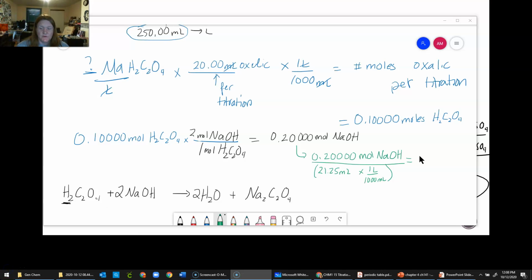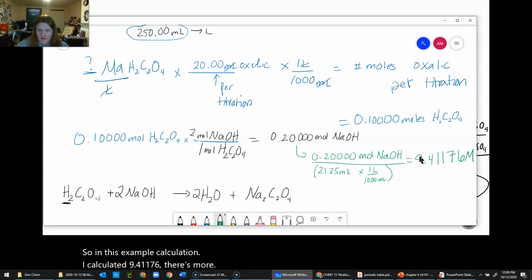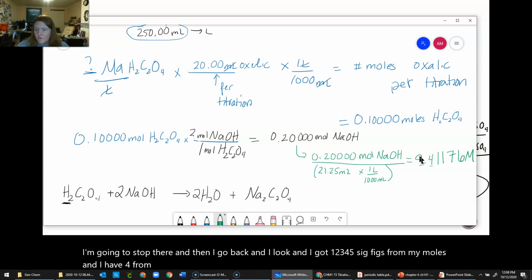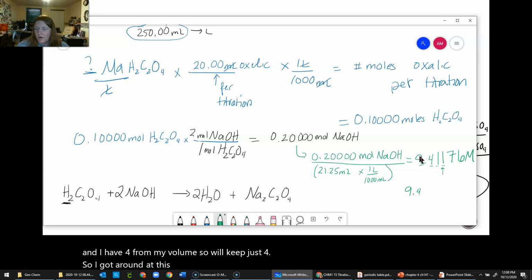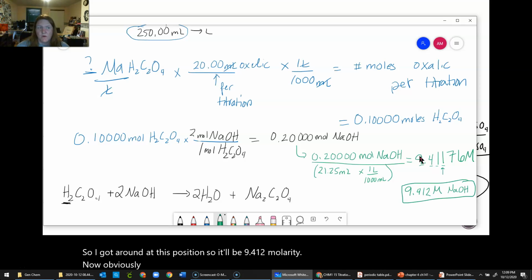So in this example calculation, I calculated 9.41176. There's more. I'm going to stop there. And then I go back and I look and I got 1, 2, 3, 4, 5 sig figs from my moles, and I have 4 from my volume, so we'll keep just 4. So I got to round at this position. So it'll be 9.412 molarity NaOH. Now, obviously, this is way higher than what you're actually going to get.